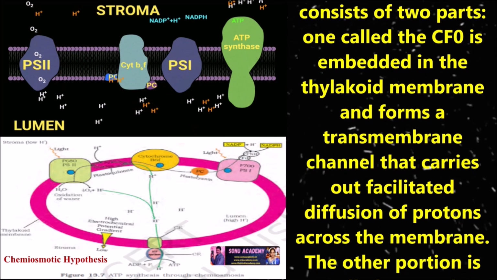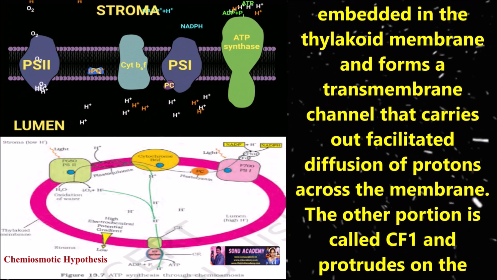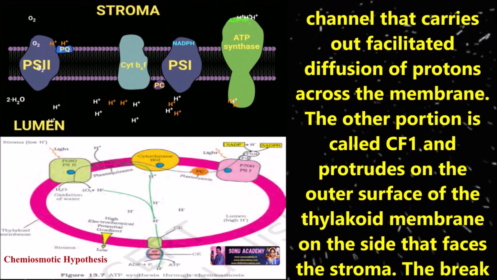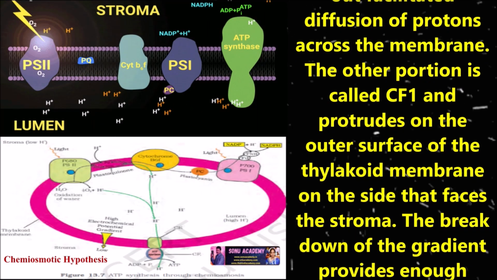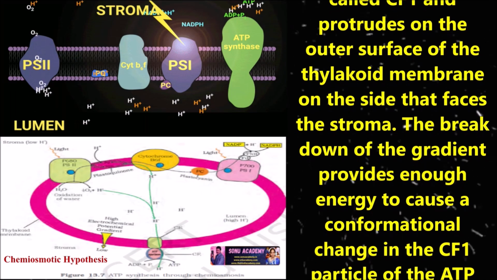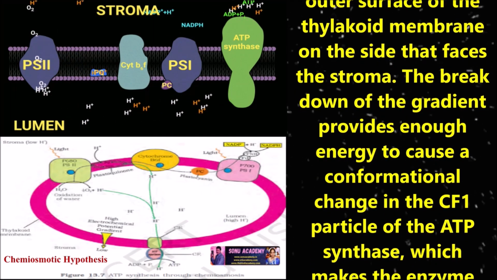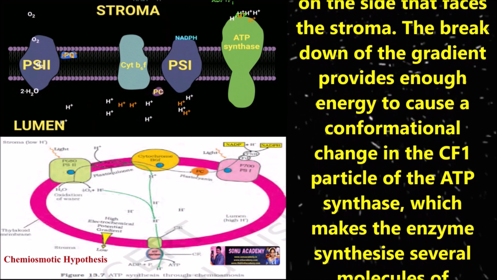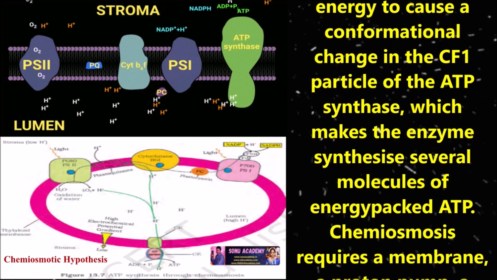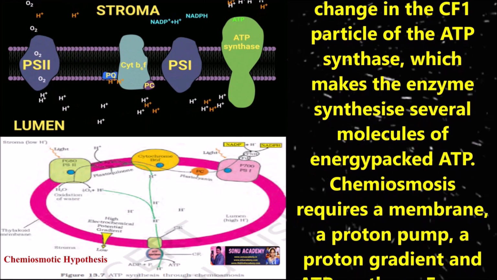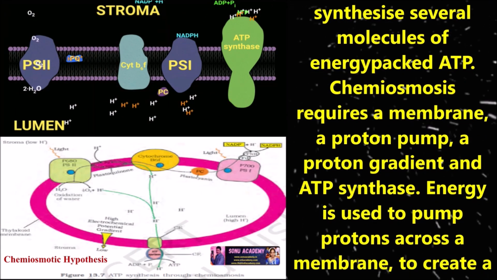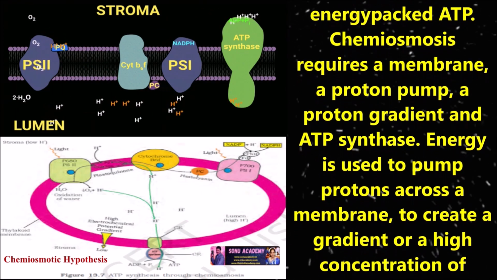The ATP synthase enzyme consists of two parts. One is called CF0, which is embedded in the thylakoid membrane and forms a transmembrane channel that carries out facilitated diffusion of protons across the membrane. The other portion is called CF1 and protrudes on the outer surface of the thylakoid membrane on the side that faces the stroma. The breakdown of the gradient provides enough energy to cause a conformational change in the CF1 particle of ATP synthase, which makes the enzyme synthesize several molecules of energy-packed ATP.